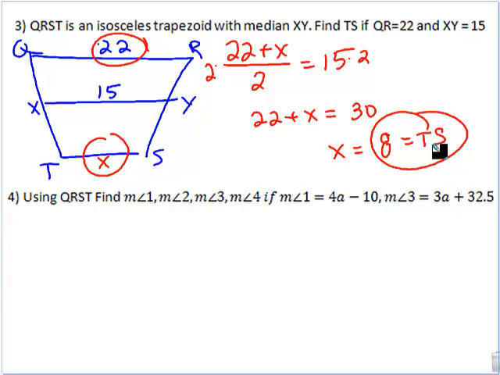All right, so now using the same diagram, we are given some measurements for angle 1 and angle 3, and we want to find everything else. And they're labeled like this: 1, 2, 3, 4. Okay, so angle 1 is 4a minus 10. And angle 3 is 3a plus 32.5.